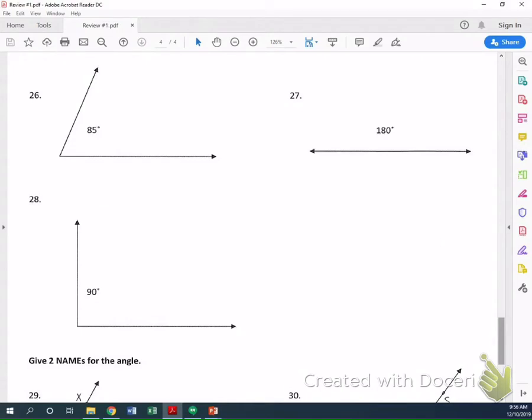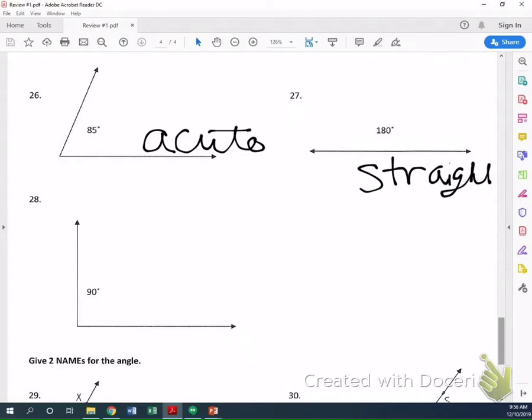All right, number 26 is 85 degrees. Type of angle? Acute, good. If it's 180, it's straight, good. And 90? Right. Very good.